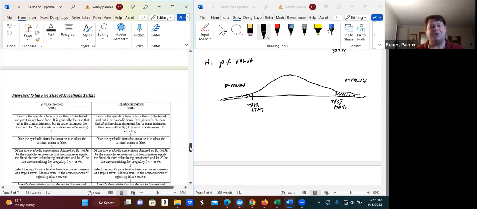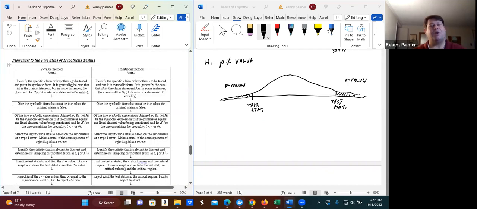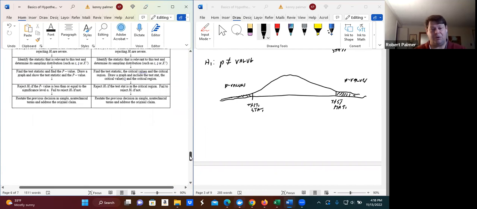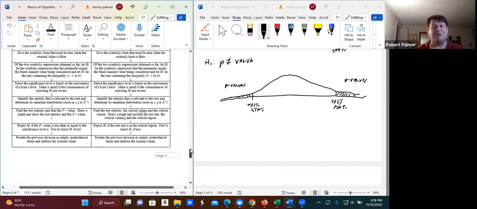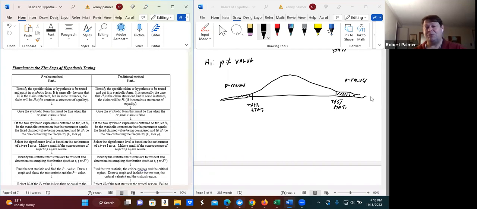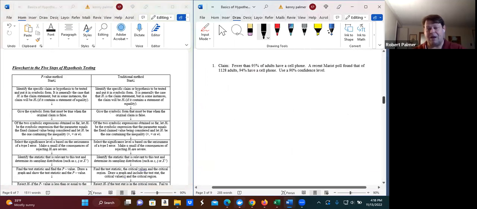Also, I'm not going to go through this, but the notes give you a flow chart for the 5 steps using both the p-value method and the traditional method, which is also called the critical value method. You can look at that on your own. Before I get to type 1 and type 2 errors, let's do a couple of actual examples of how this works, putting everything together.